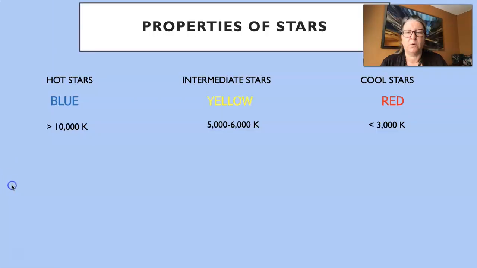red. When it comes to things that are hot, most of us think red hot. But in fact, red hot is not hot. Blue hot is hot. So cool stars that are less than 3,000 degrees Kelvin, which is pretty much similar to degrees Celsius, tend to be red. Intermediate stars, somewhere between 5,000 and 6,000 degrees, are yellow, and that includes our sun. Very hot stars that are greater than 10,000 degrees are blue.